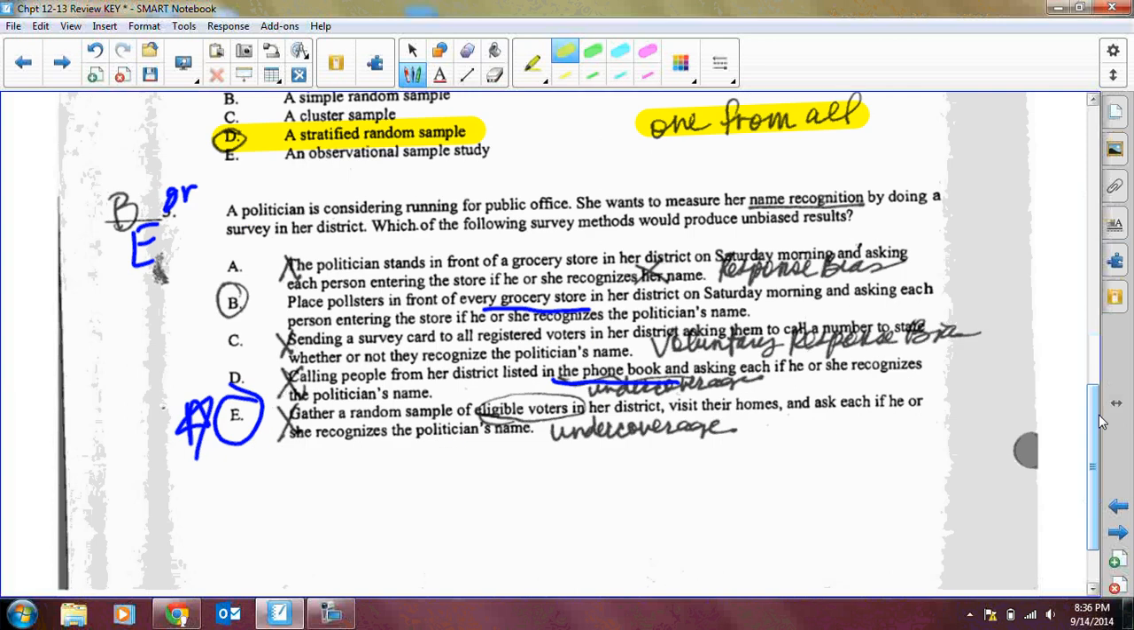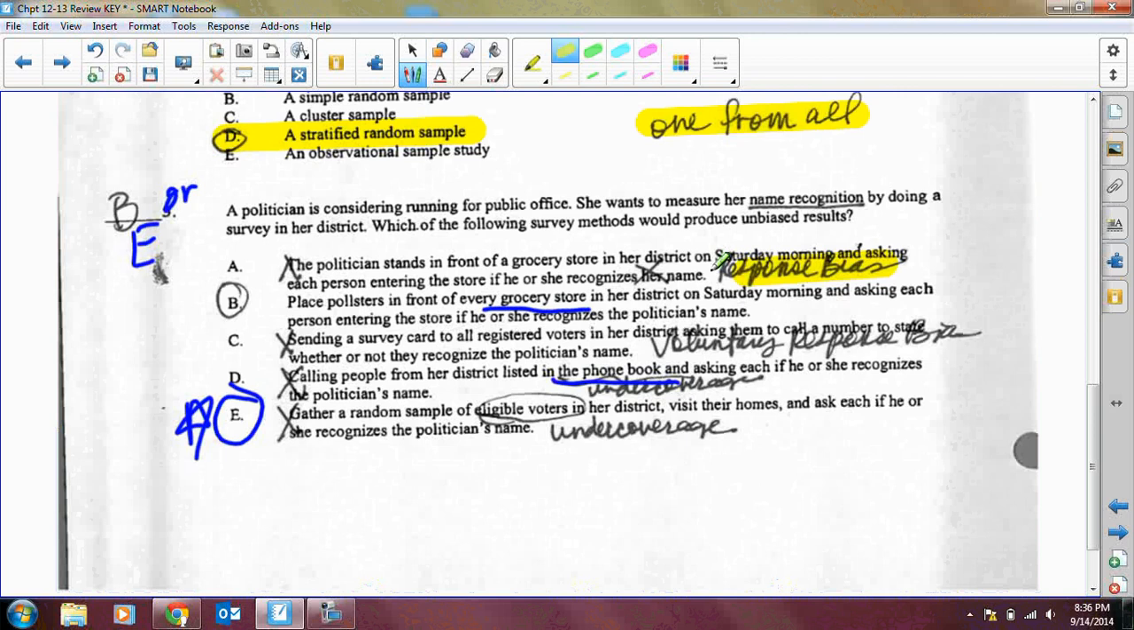Now, I have some issues with this next one. I first chose B, but then after talking with students about it, some of them convinced me of E. So we can talk through those. I think that if we have the politician standing there in front of the grocery store, then that's response bias. That is just like the man standing there with the video saying, "Do you think you can trust men with mustaches?" There would be some kind of bias on the response because they feel like they need to tell her that they know her.